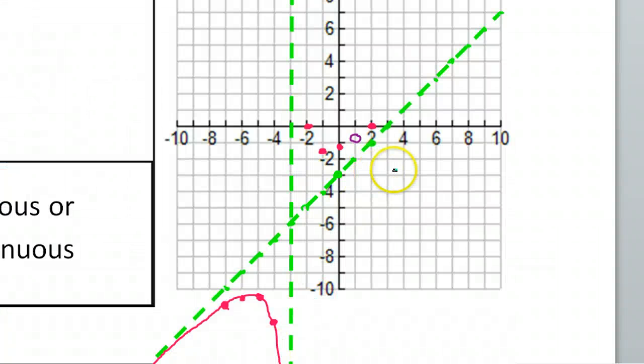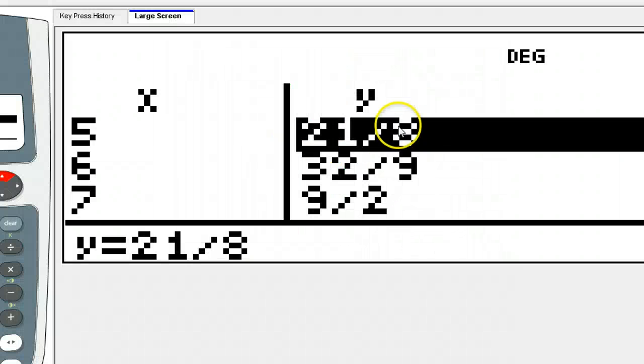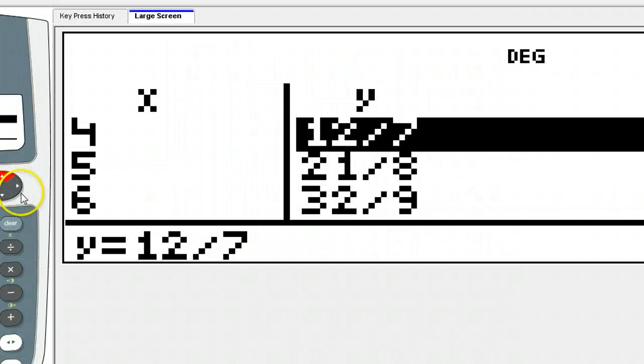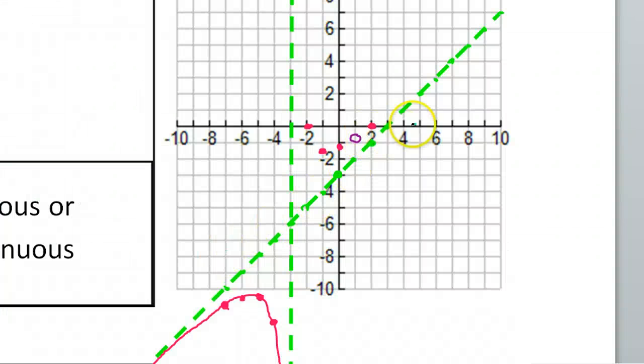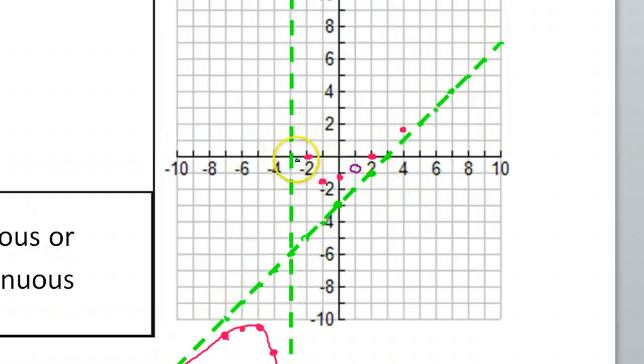Alright, so I'll just go back and say, for example, where did I leave off? Let's look at 4, for example. Alright, so at 4, we're at 1.7. Okay, so at 4, I'm at 1.7, would be right about here. So clearly it's just going to approach the asymptote after that.